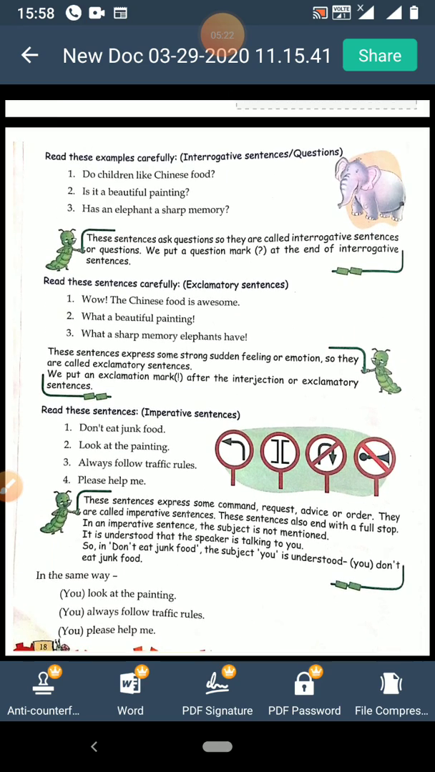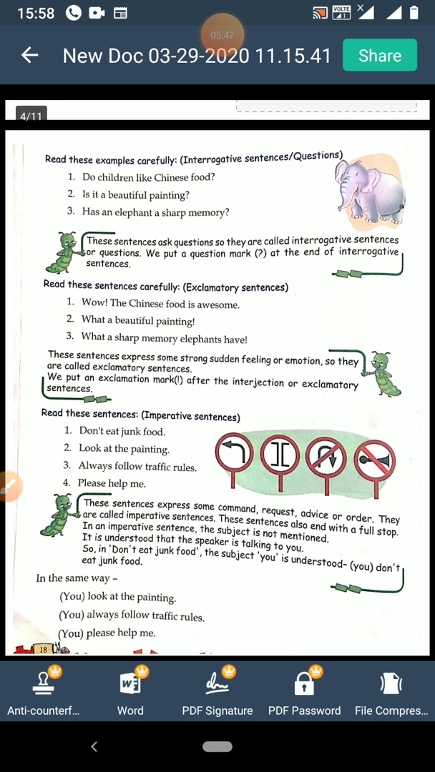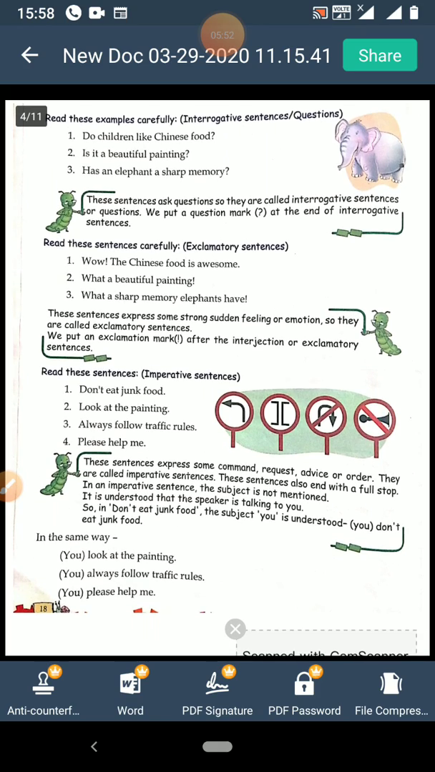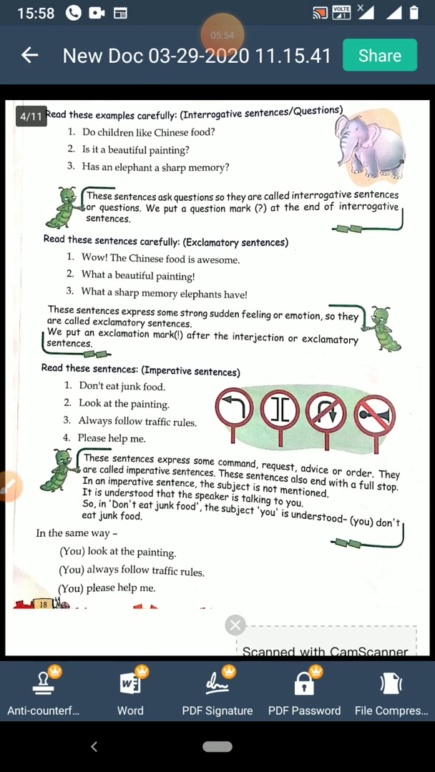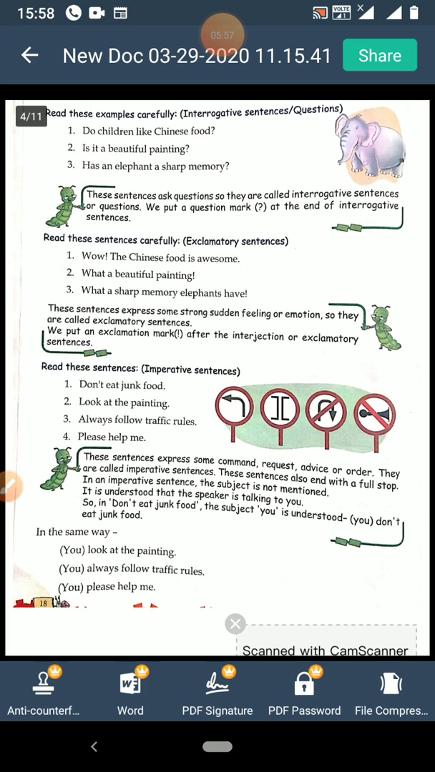Wow, the Chinese food is awesome. Second, what a beautiful painting. Third, what a sharp memory elephants have. All these sentences are ending with an exclamation mark. These sentences express some sudden feeling or emotion. So they are called exclamatory sentences. And we always put an exclamation mark after the interjection or exclamatory sentence. Now let's move on to the fourth type of sentence, that's imperative sentences.